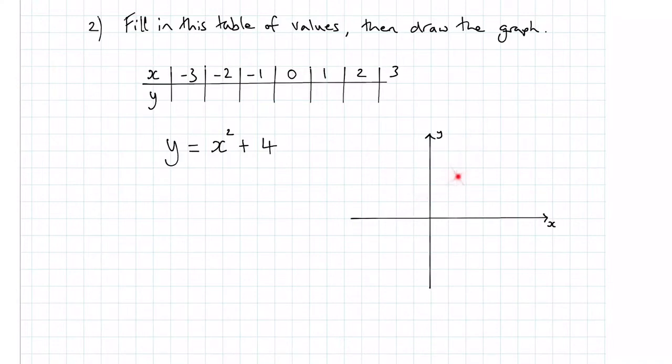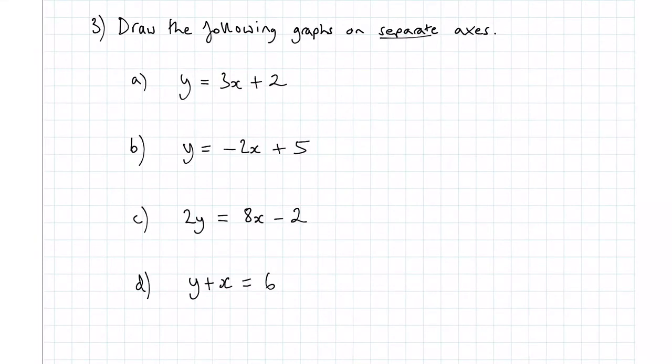Possibly up here actually. Right, on to the next one. Draw the following graphs on separate axes. Now these are lines, these are not curves. We've talked about the gradient and the y-intercept, and you will need to draw x and y axes on a separate set of axes for each of these 4 questions here. So 4 separate graphs drawn on 4 separate axes.